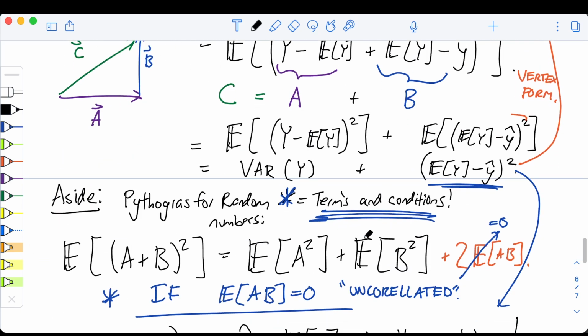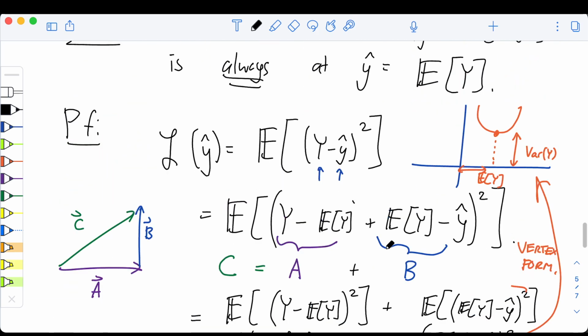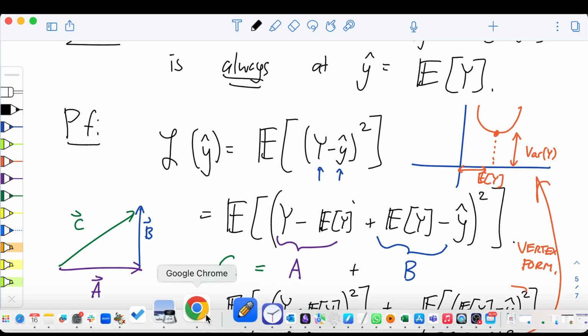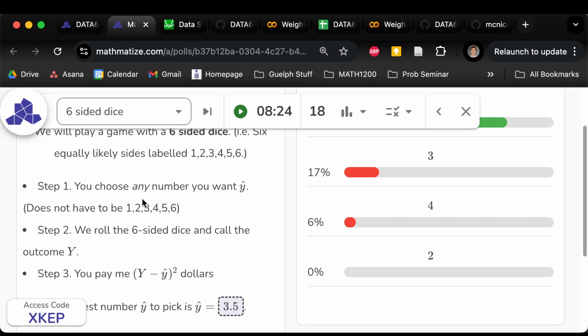We've filled in the terms and conditions now, and we know the answer to this question. Now we know when you're estimating this dice, you're playing this dice game where you pay the square loss. Step 3 is called the square loss. The best thing to do is to guess the true average of the dice. Whatever the dice are, on average, that is your best possible estimate for minimizing the square loss.